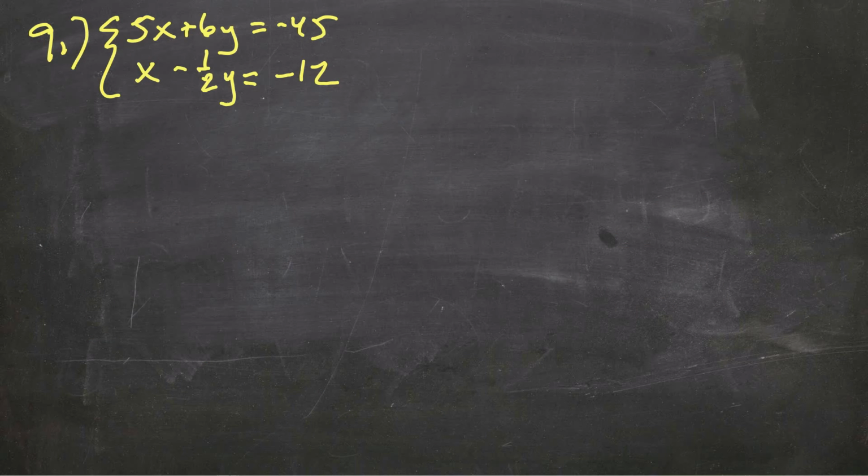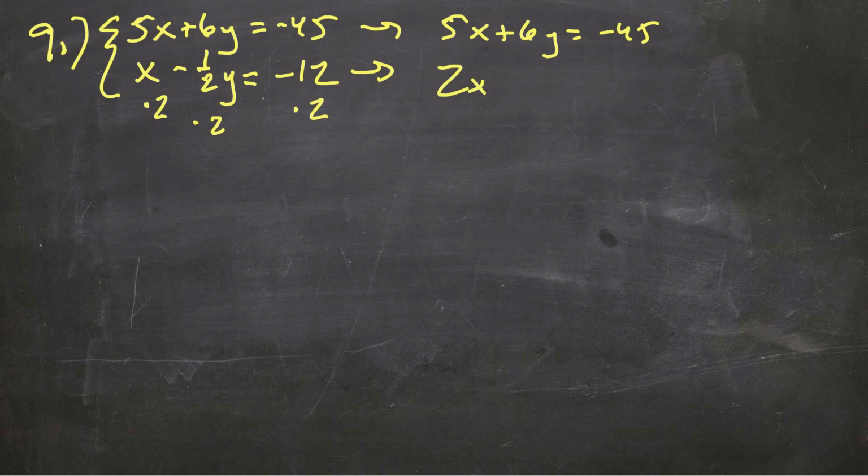Alright, so 9 is just like number 7. So the first thing I'm going to do is multiply everything by 2 on the bottom equation. I'm going to keep the top exactly the same. So I'm going to have 5x plus 6y equals negative 45 on top. And I'm going to have 2x minus y equals negative 24 on bottom. That's going to change what I select.